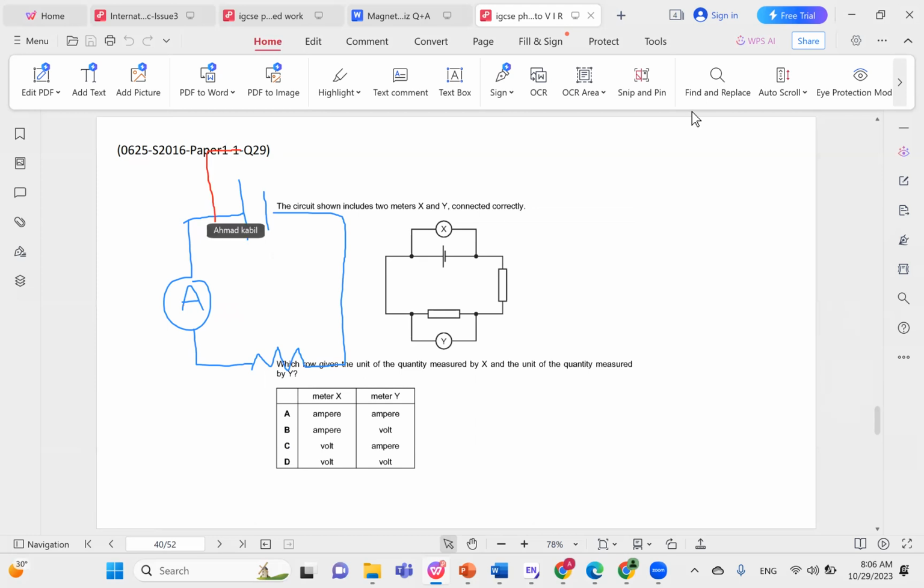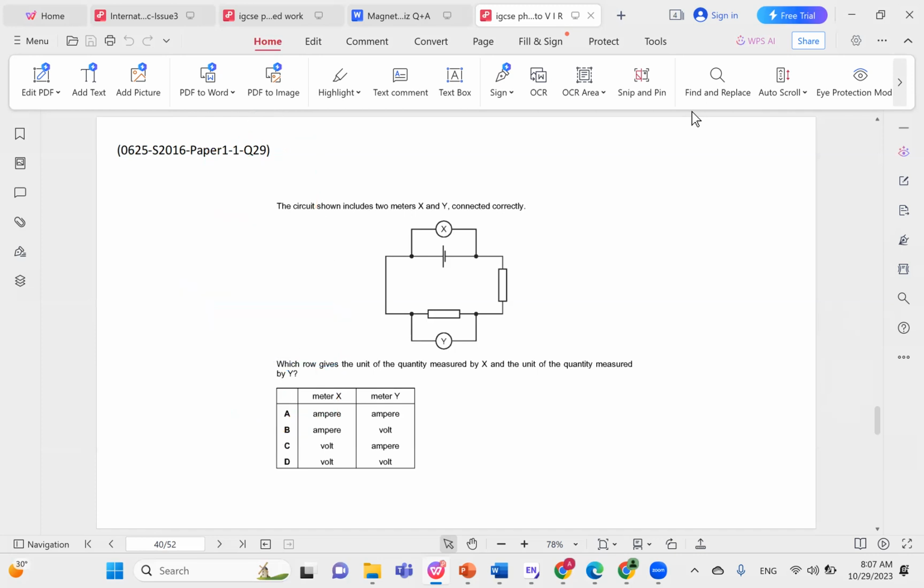So if I'm trying to measure the EMF in the battery, I will connect the voltmeter as such. If I'm trying to measure the potential difference across a resistor, I would connect the voltmeter as such. And the current is the same in all the circuits, so the ammeter will measure the current. I can connect the ammeter anywhere as long as it's in series. In series means it's like inside the circuit. In parallel means I have to create a branch outside of the circuit to connect the voltmeter.